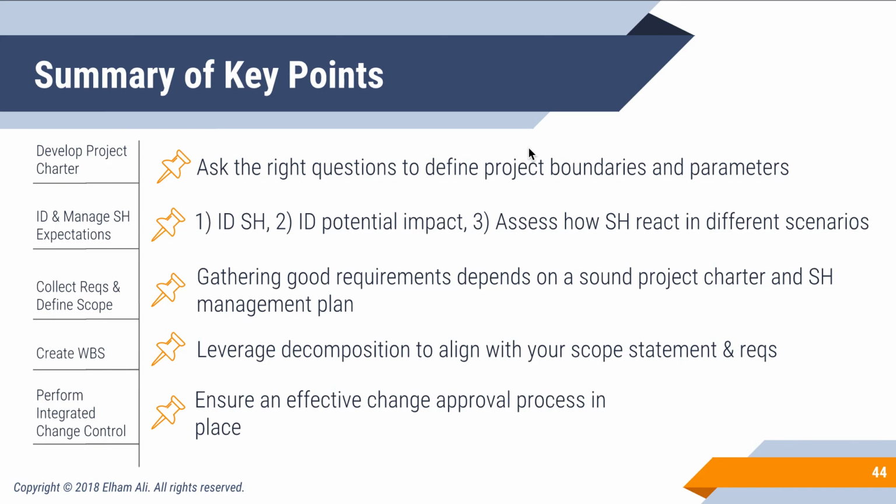The third is gather good requirements. Remember those four buckets that we talked about that make good requirements, from the business case to your goals, to your opportunities and constraints. Think of those and try to integrate them in your project charter and your management plan. The fourth is leverage decomposition. It's a tool that helps you align with your project scope management and your requirements. And the last is make sure you have an effective change approval process in place. This requires you to understand your templates, your governance, your stakeholders, and your lessons learned, as we talked about.